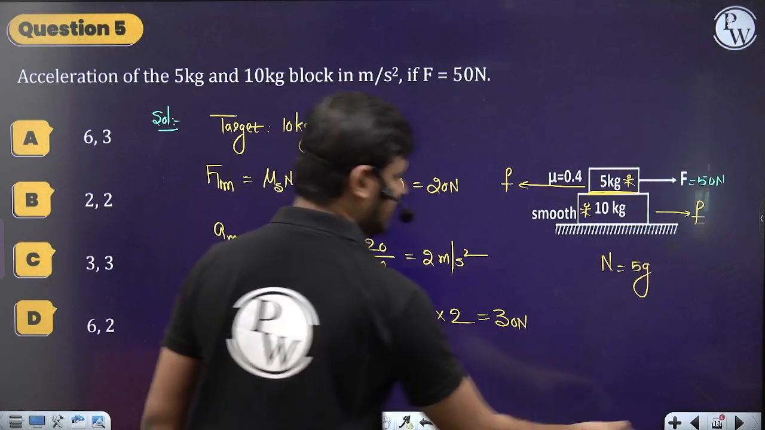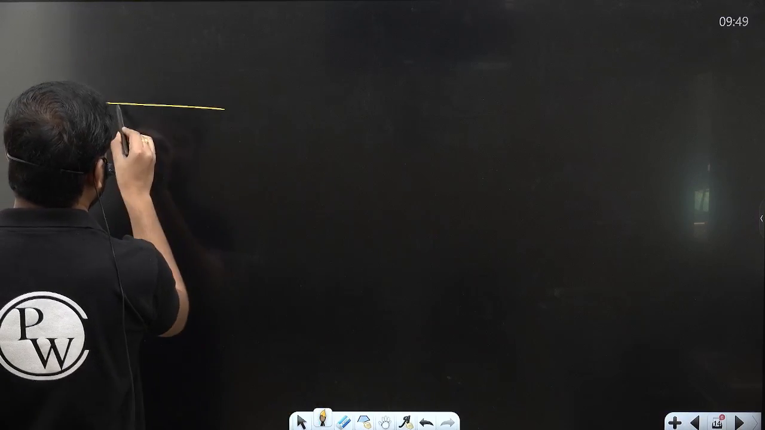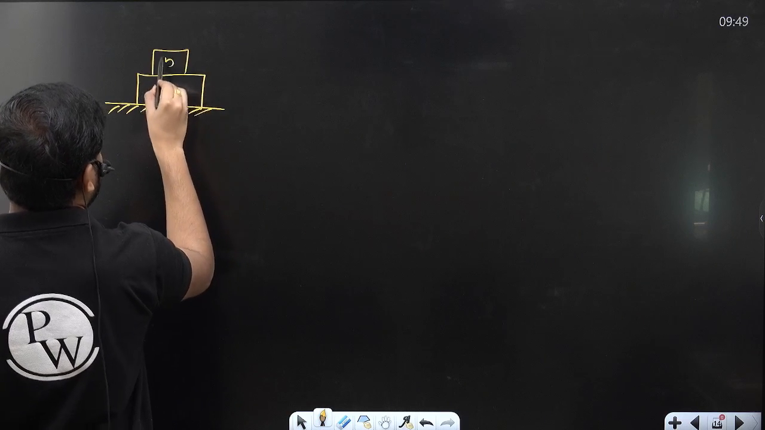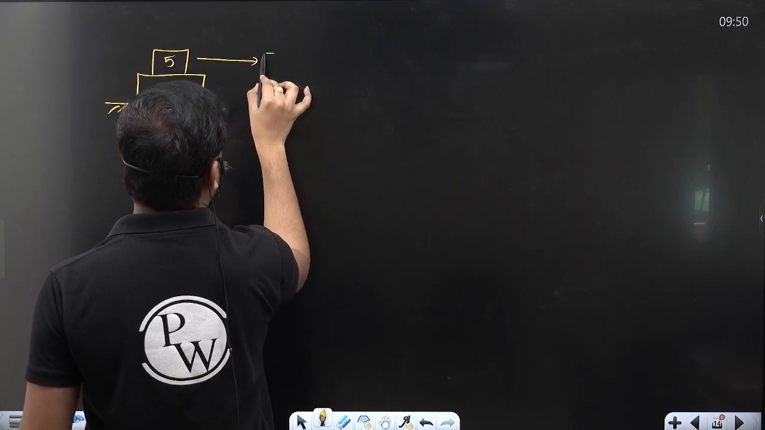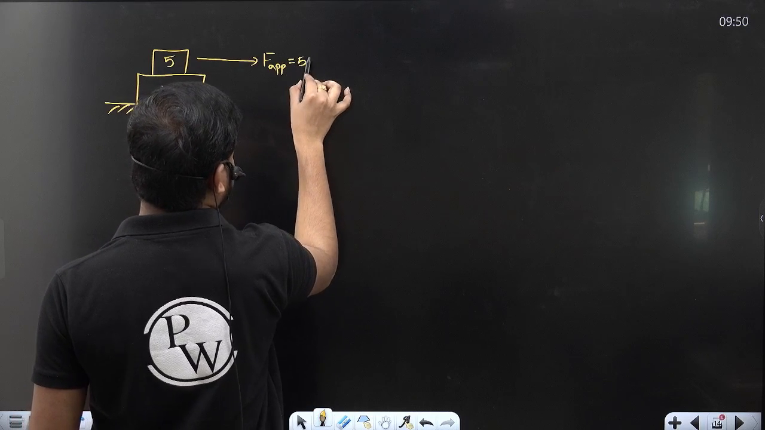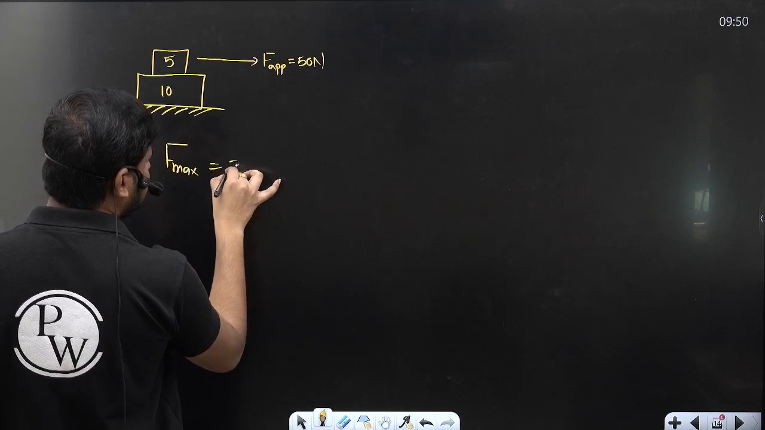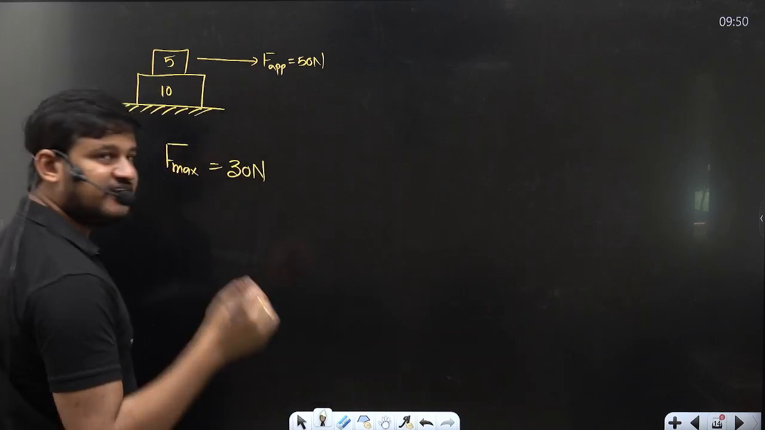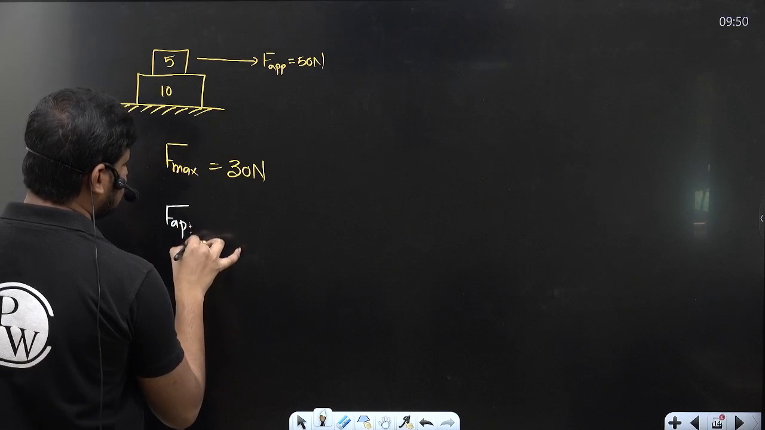Now observe carefully here. This is a surface. Here is a 10 kg block and here is a 5 kg block. On which one is the force applied? On the 5 kg block. On the 5 kg block, this is the applied force. This is the F applied, which is 50 newtons. And what is the F max that we got? The F max that we got is 30 newtons. So in this particular case, the F applied is greater than the F max. Yes or no? So the F applied is greater than the F max.